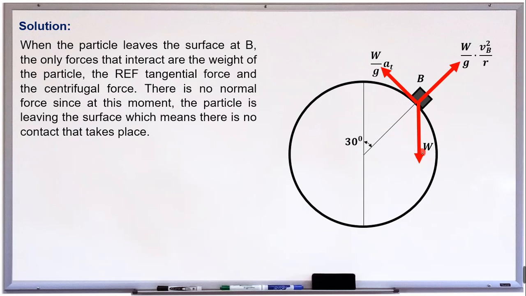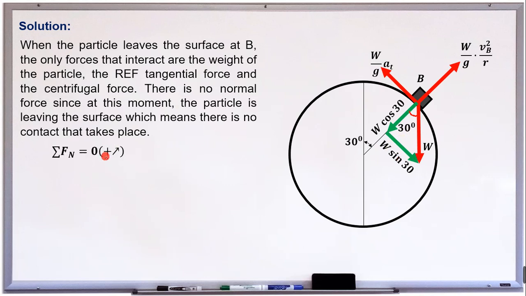Now we can still resolve our weight into both normal and tangential components. So the normal component of this weight is W cosine 30 degrees, because if this is 30 degrees right here, in geometry this angle is also equal to 30 degrees. And next, the tangential component of our weight is W sine 30 degrees.